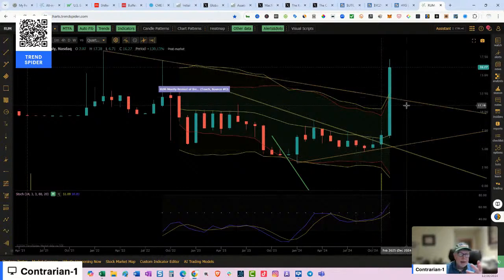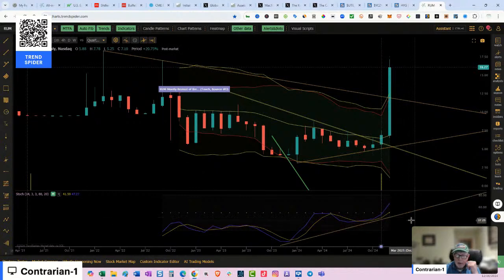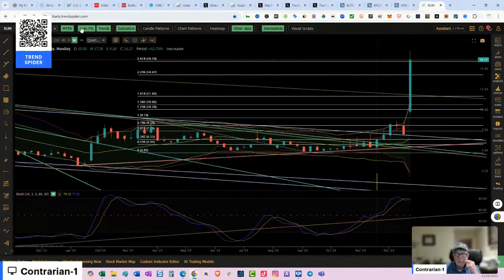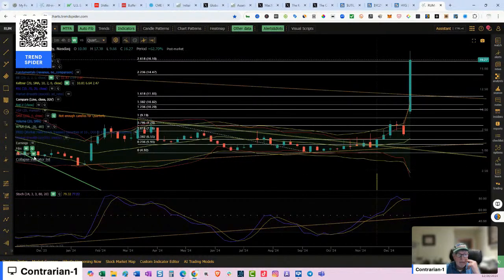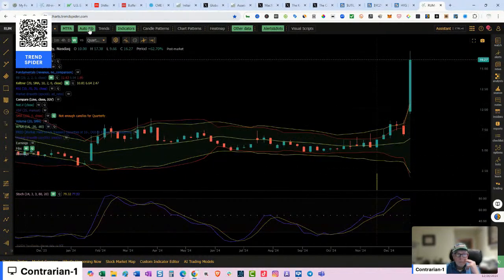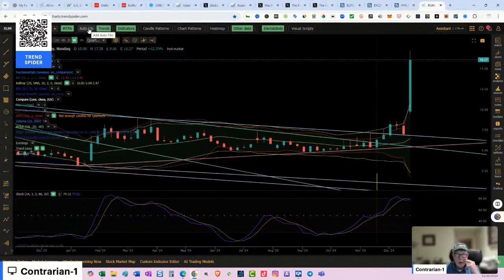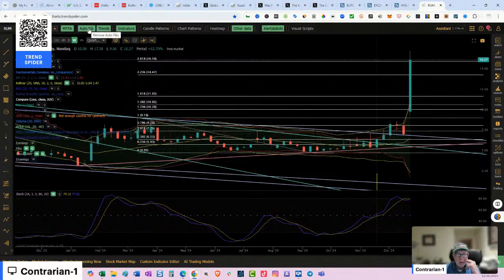I think if you get a pullback to $10 per share, and it's entirely conceivable, you can open up a position or add to your position. That's the monthly view, weekly view. The auto fibs are telling us that we have... those weren't auto fibs. Sorry, guys. Oh, it was here.